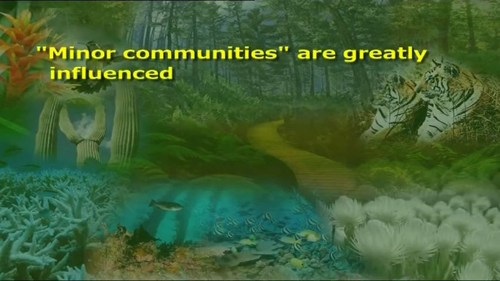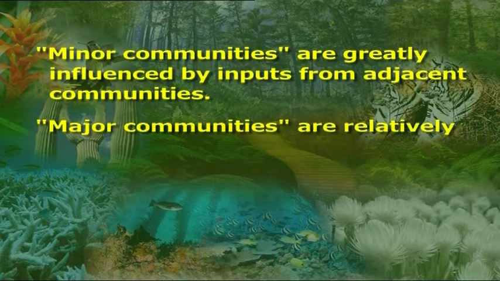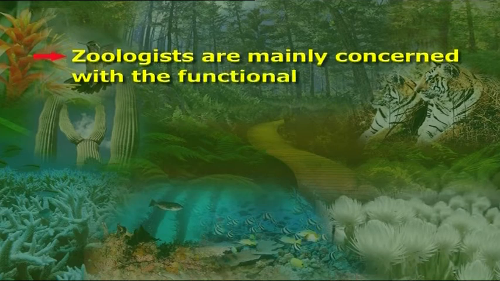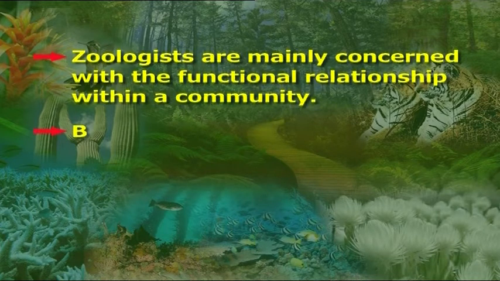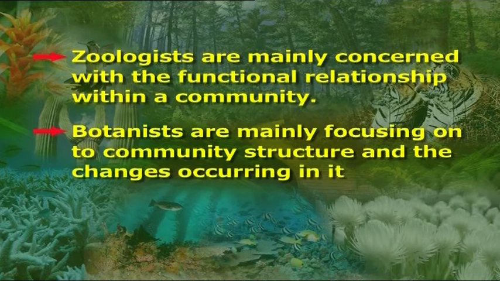The size of communities may vary from a small patch of land or water body to an extensive forest. Communities differ from place to place and at the same place at different times. Minor communities are greatly influenced by inputs from adjacent communities, while major communities are relatively more independent and self-sufficient of their habitat. In terms of the approach of scientists to community studies, the zoologists are mainly concerned with the functional relationship within a community, while the botanists are mainly focusing on the community structure and the changes occurring in it with time and space.